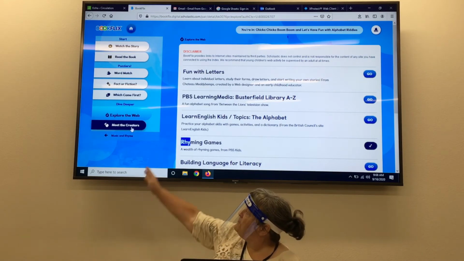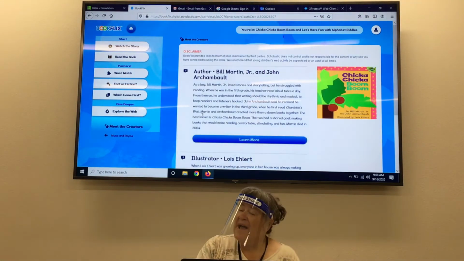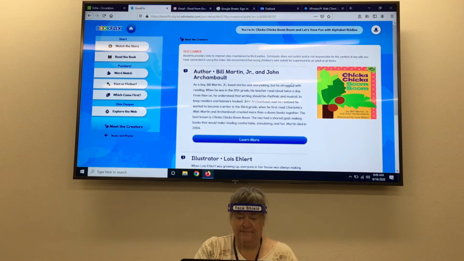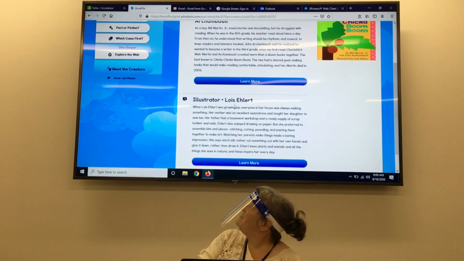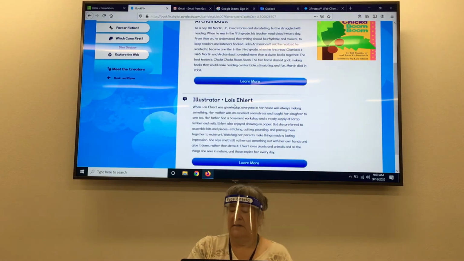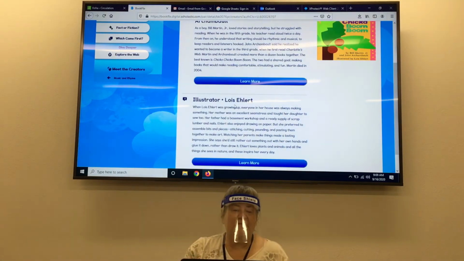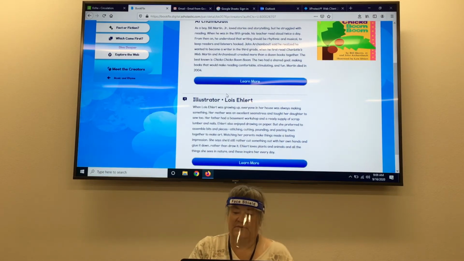Now, over on my tabs over here again, meet the creators. It's going to give you a biography. It's going to tell you about the author of Chicka Chicka Boom Boom, Bill Martin Jr. and John Archibald, and about the illustrator, Lois Ehlert. There are so many things you can do with BookFlix. So many ways you can read books, listen to books, play games, test your comprehension, get on the internet and find other things related to that topic. BookFlix is a whole lot of fun. I like to use that one.